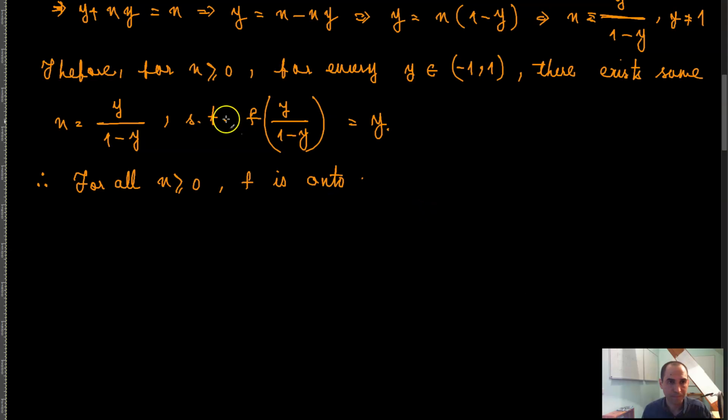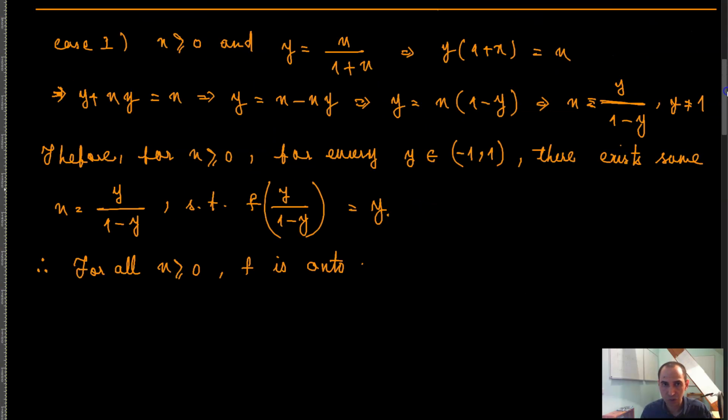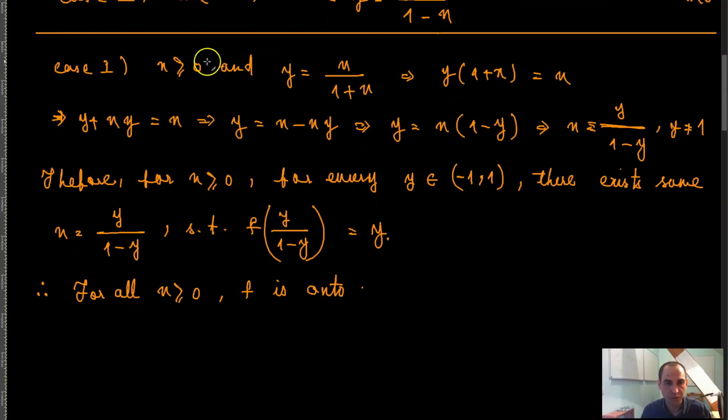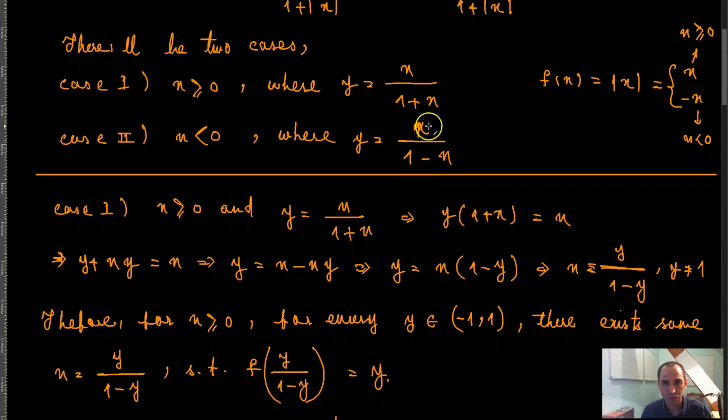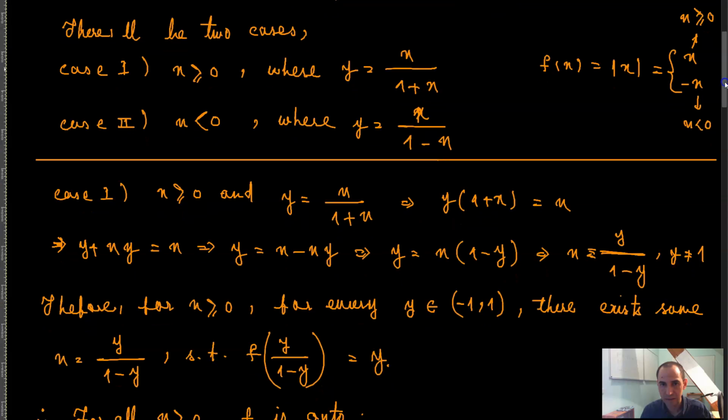So now case 2 would be basically x is less than 0, y is equal to x over 1 minus x.